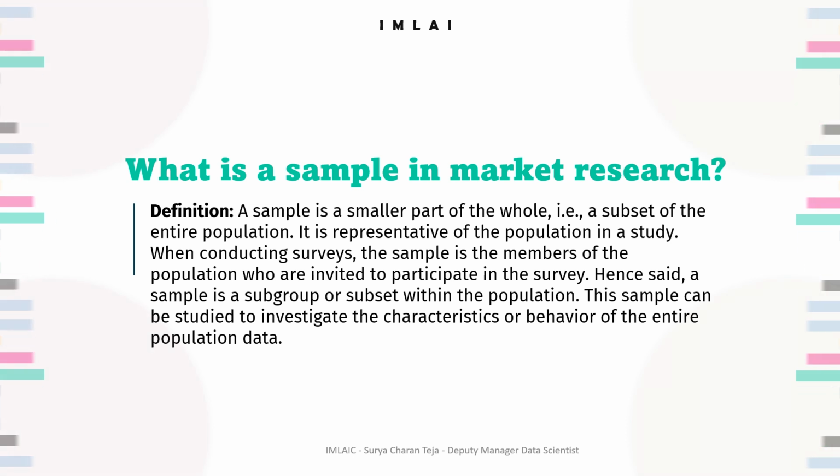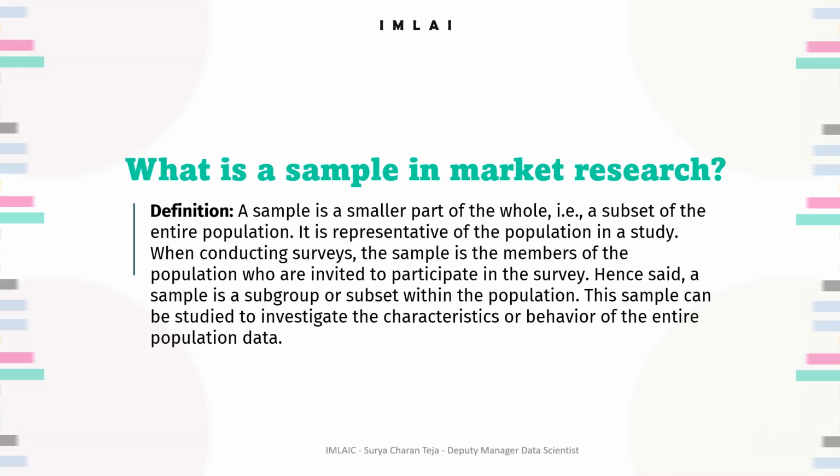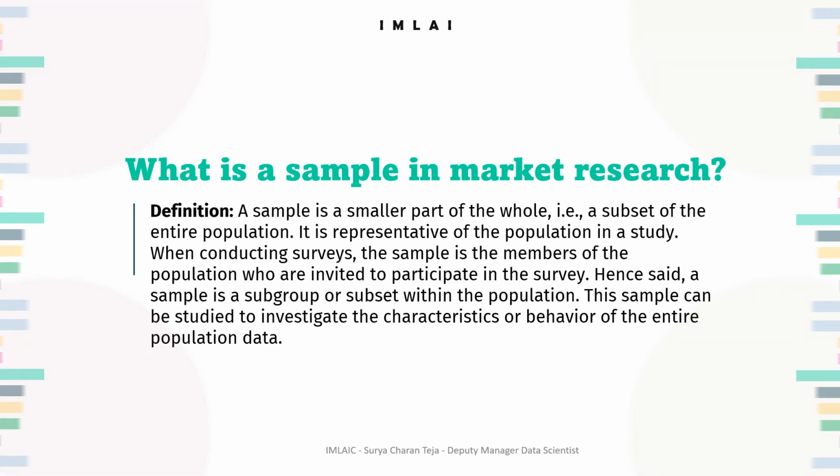For now, this is the major difference between a population and a sample. A population consists of a number of elements or entities which possess a similar kind of attributes or characteristics. We call them parameters because it's a population. When it comes to a sample, it is a smaller part of the whole, that is a subset of the entire population, and it's representative of the population in a study.